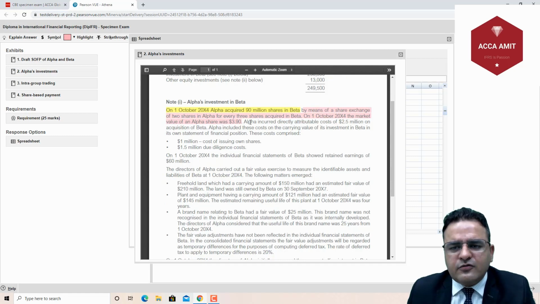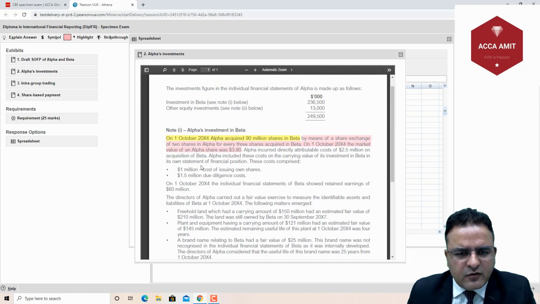Alpha incurred directly attributable cost of 2.5 million on acquisition of Beta. Alpha included these costs in the carrying amount of investment in Beta in its own statement of financial position. These costs comprised 1 million cost of issuing own shares and 1.5 million due diligence cost. Now this 1 million cost of issuing own shares should be deducted directly from equity, and this 1.5 million due diligence cost should be charged as an expense in profit and loss account of the parent. But what they have done, they've actually capitalized this 2.5 million as part of 236,500. So if I remove 2.5 million from here, the remaining value turns out to be 2,34,000. So the fair value of these shares should be equivalent to 2,34,000.